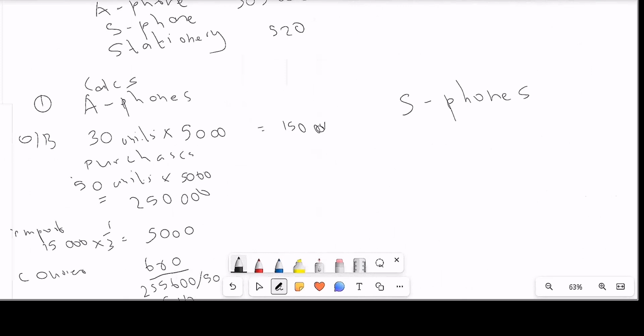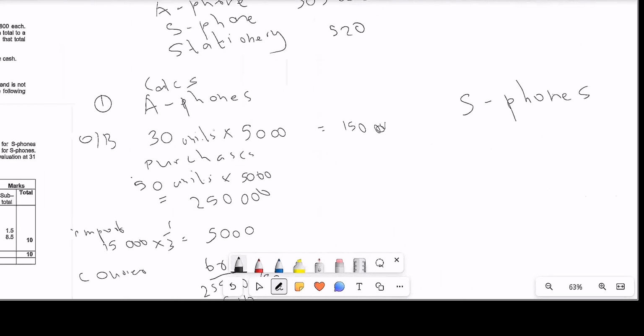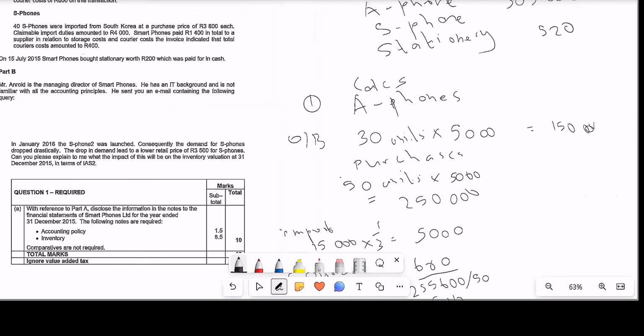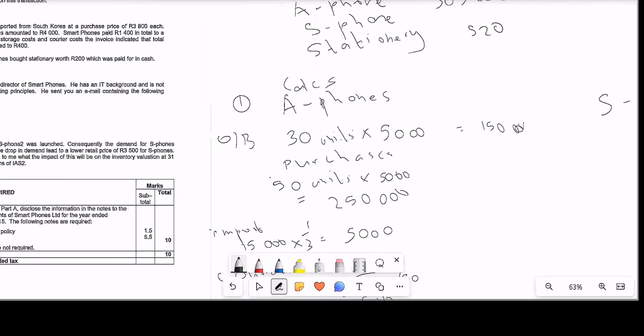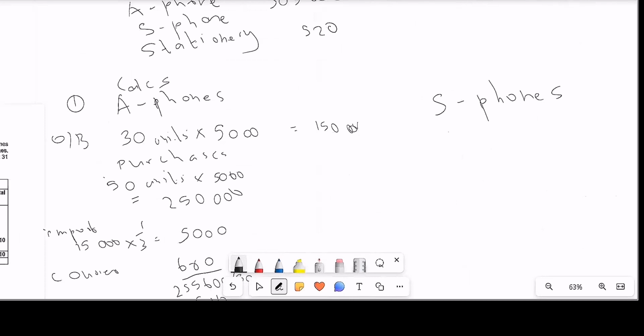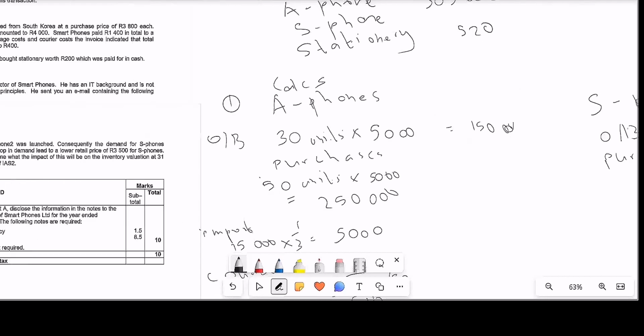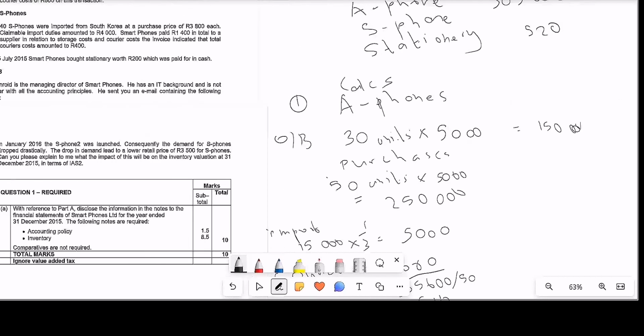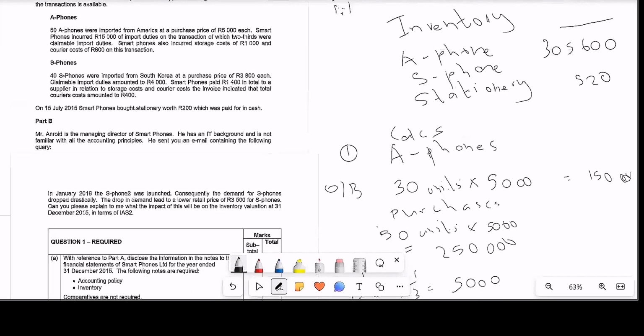So the opening balance was, let me set it up like this so that we don't have to move about a lot. So the opening balance, the purchases, yeah, that will work. So I can quickly do it. It's the same principle as that one.